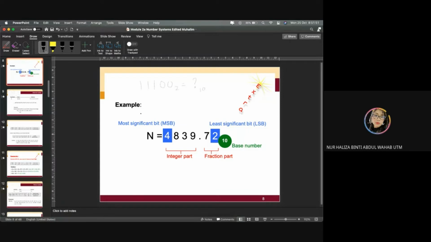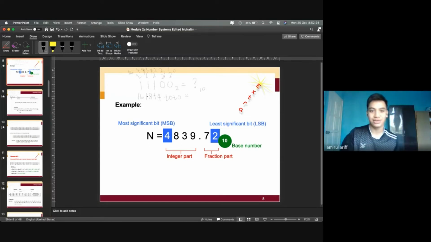No. Okay, let's try. To the power of 0, to the power of 1, to the power of 2, to the power of 3, to the power of 4. This one is 16, 8, 4, 2, 1. 16 plus 8 plus 4 plus 0 plus 0 equal to 20. What is your answer, 25? 28. 28.